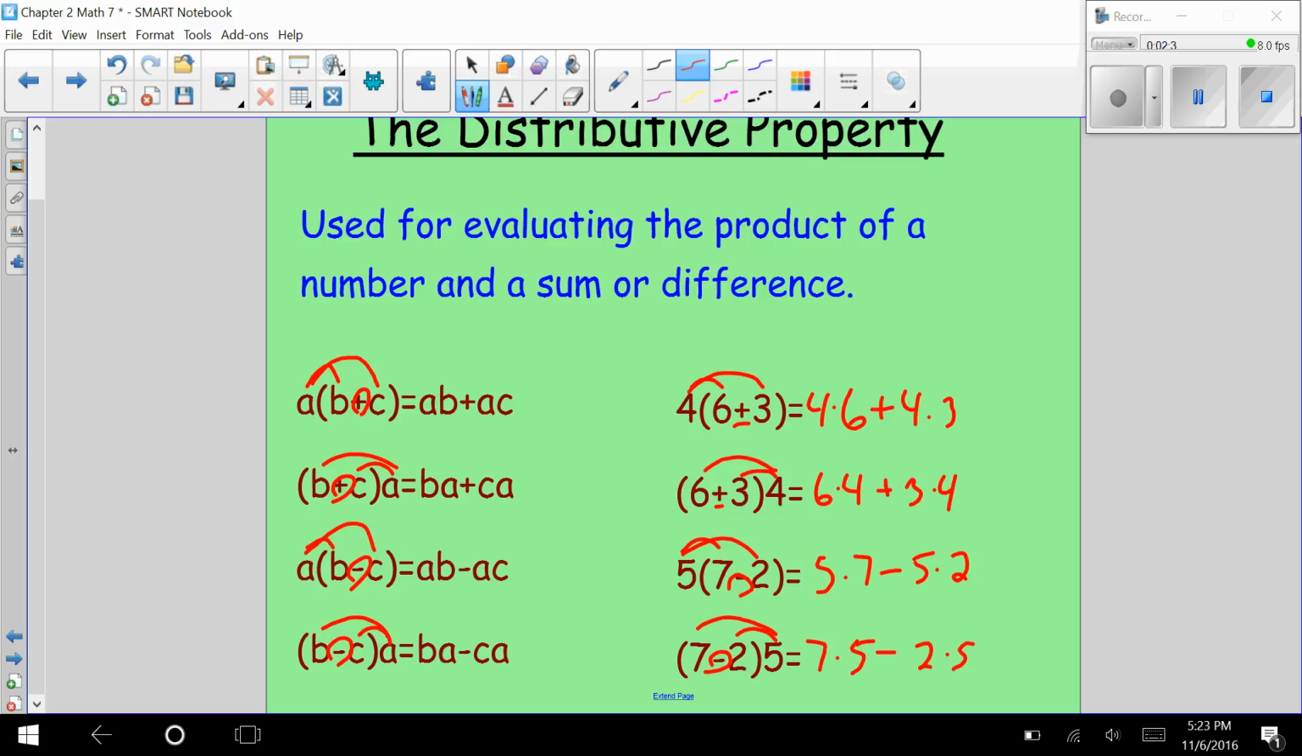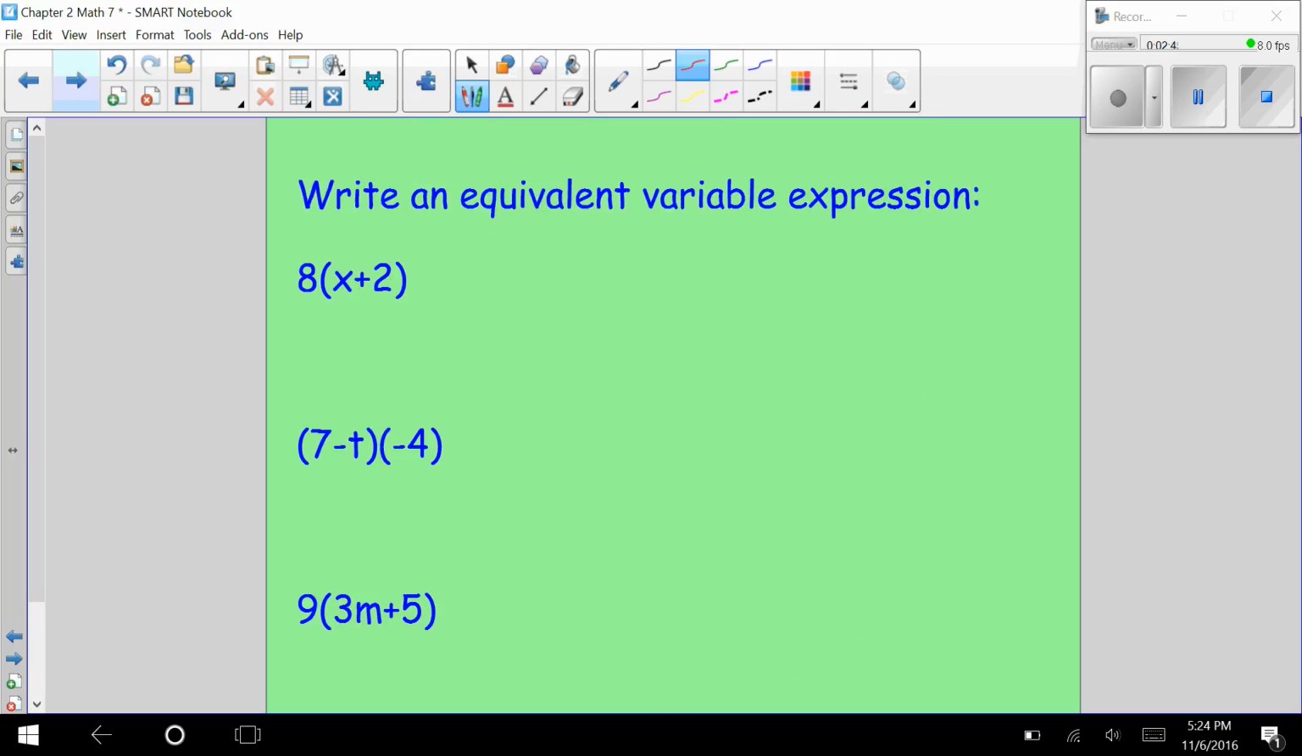It is very important in subtraction especially that you do this in the right order. You go from left to right within the parentheses. It does not matter which number is closer to the number being distributed, you go left to right. All right, let's write an equivalent variable expression.